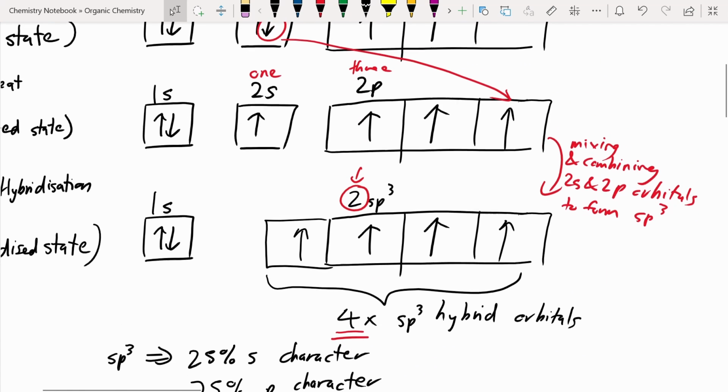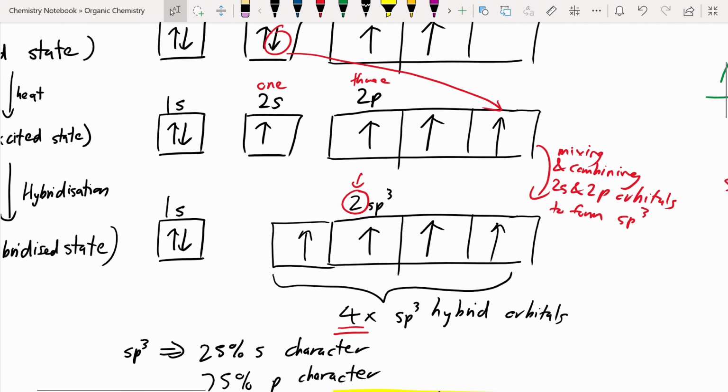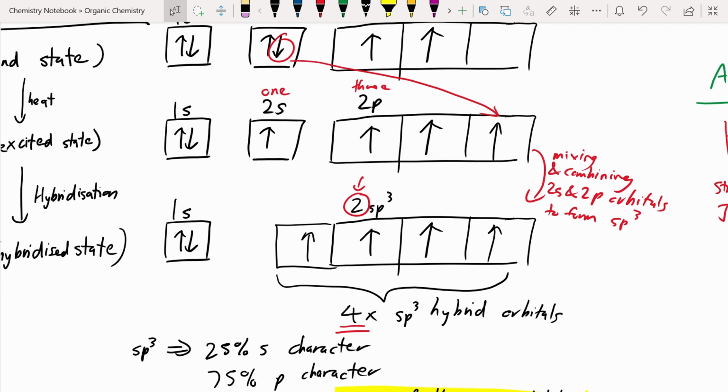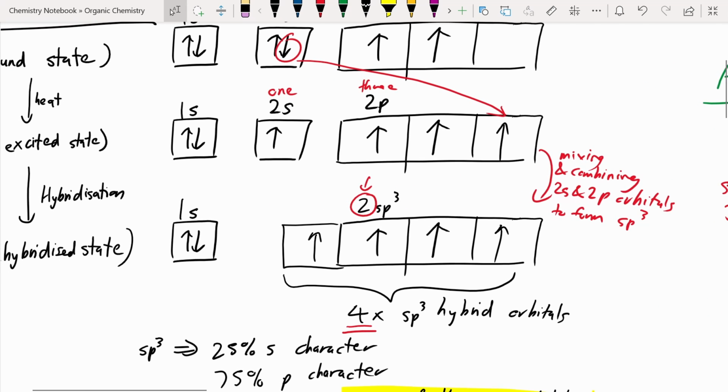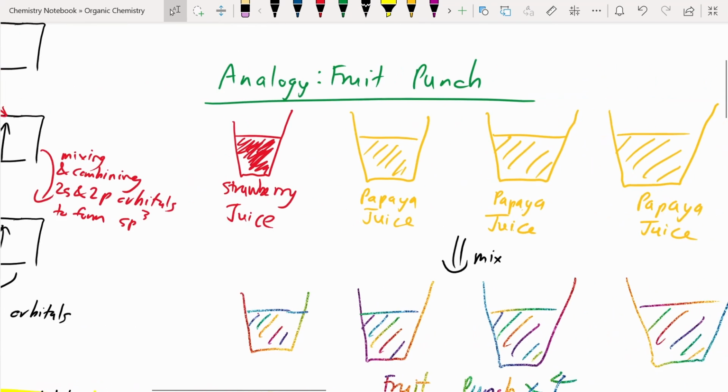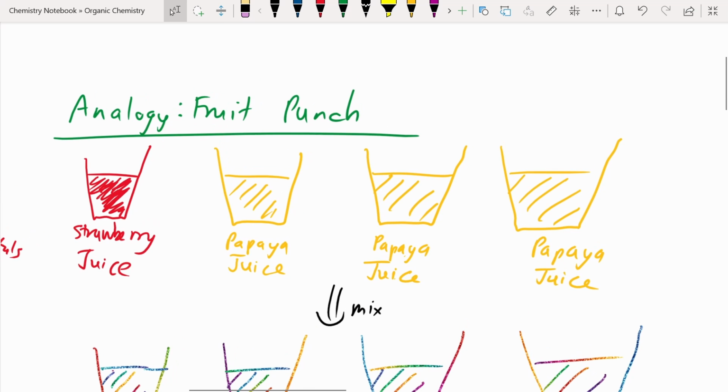Okay, so this is for forming sp3 hybrid orbitals, and all these electrons that you see right here are now half filled, and then they can be used to form the 4 sigma bonds. Okay, and then I use an analogy. This analogy is the fruit punch analogy.